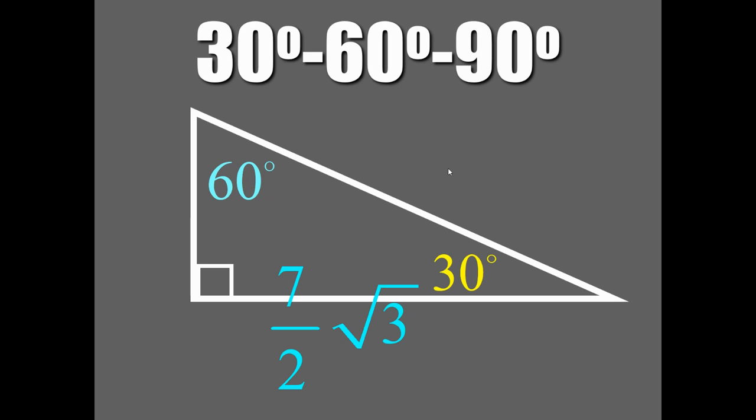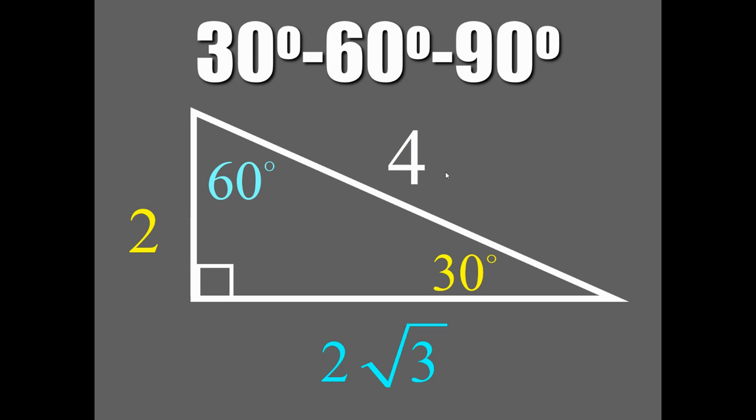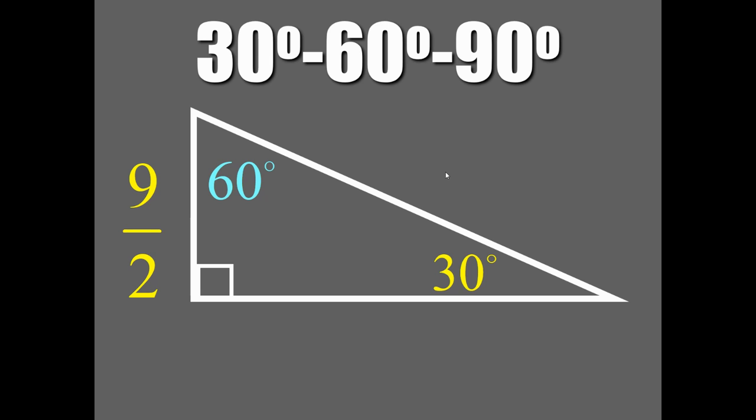All right, this one's a little bit tricky because it has a fraction, but just that 7 over 2 is the length of the short side. Just take away the square root of 3. And if you double 7 over 2, you just get 7. Try this one on your own. You can pause again if you're trying to think about it. What's double 9 over 2? What's 9 over 2 times the square root of 3?